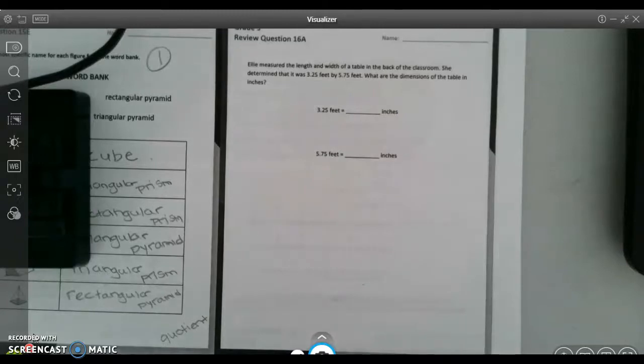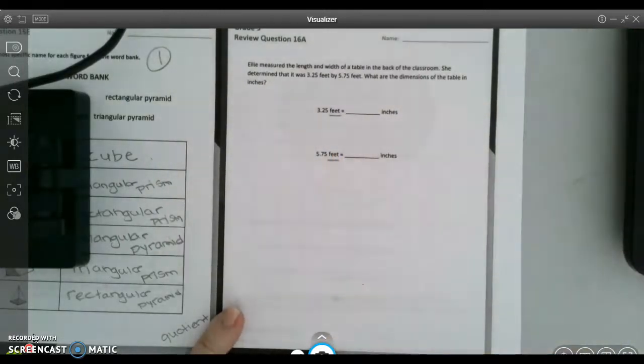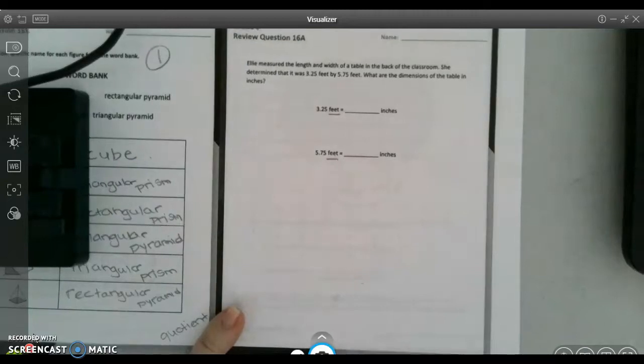Ellie measured the length and width of a table in the back of the classroom. She determined that it was 3.25 feet by 5.75 feet. What are the dimensions of the table in inches? If you'll notice, both of our measurements were given in feet, and it wants us to determine inches.